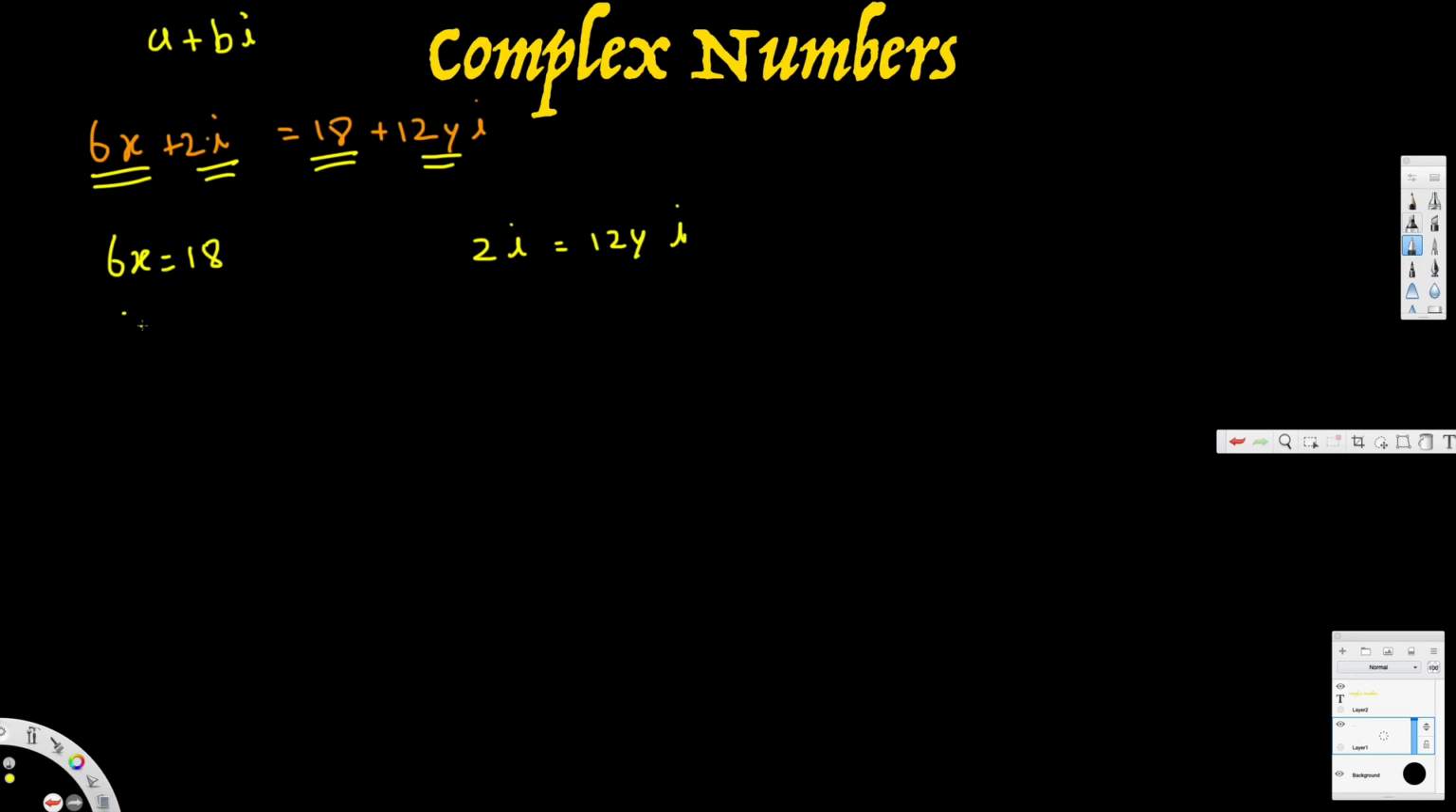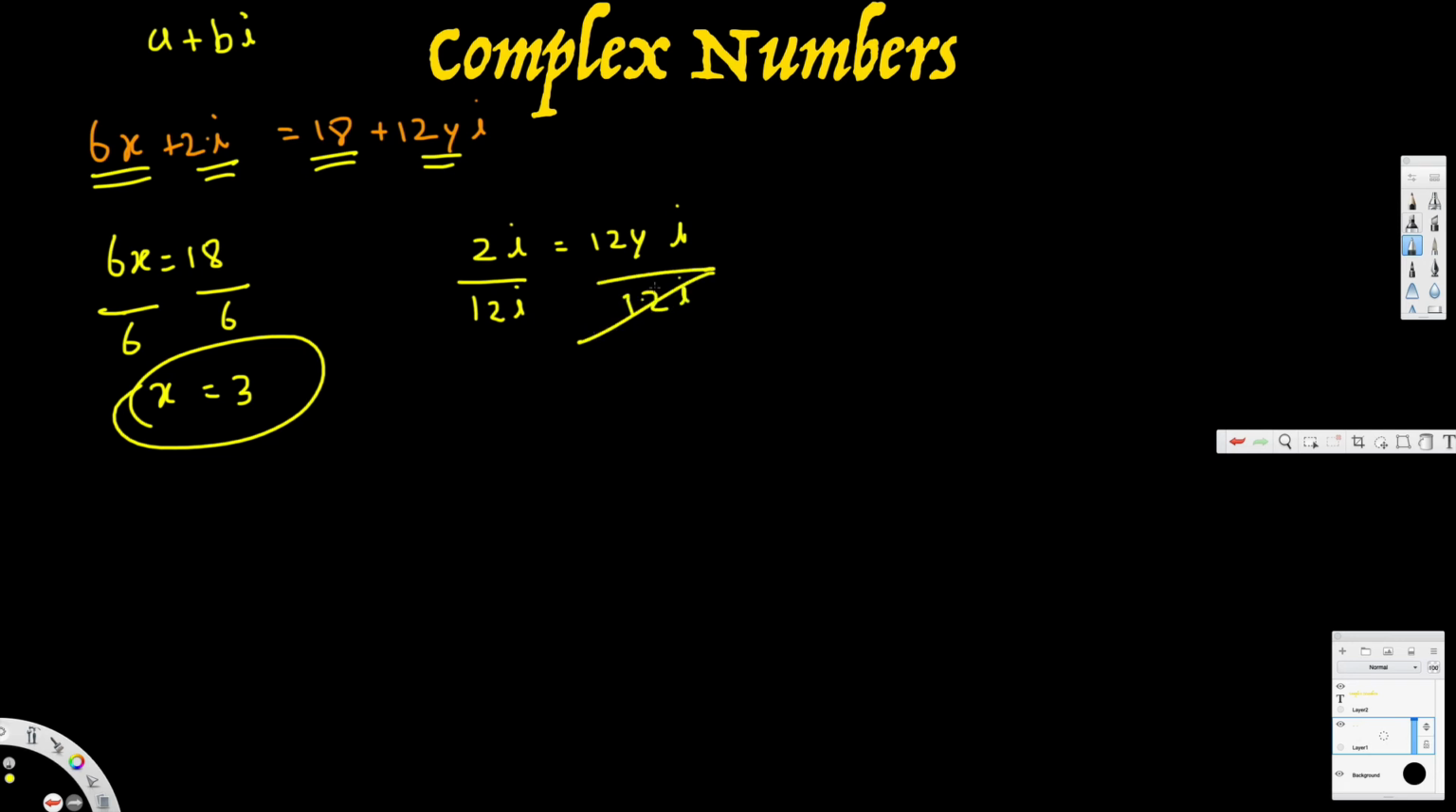To do that, for the first one, we divide both sides by 6, so we get x alone. So x is equal to 3. So we solved for x, and to find y, we have to get rid of this 12i, so we divide both sides by 12i. This 12i cancels, and this becomes just 1 over 6. So y is equal to 1 over 6. Now we have solved for x and y.